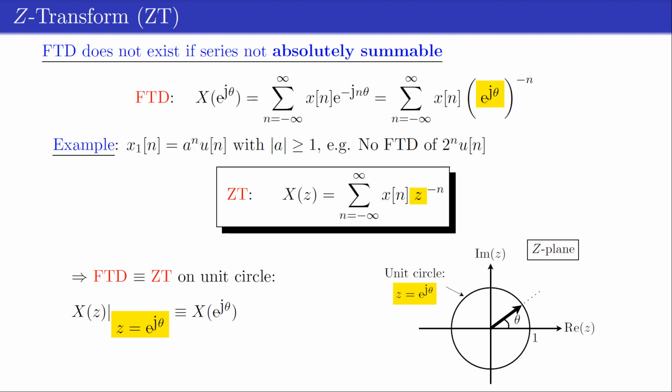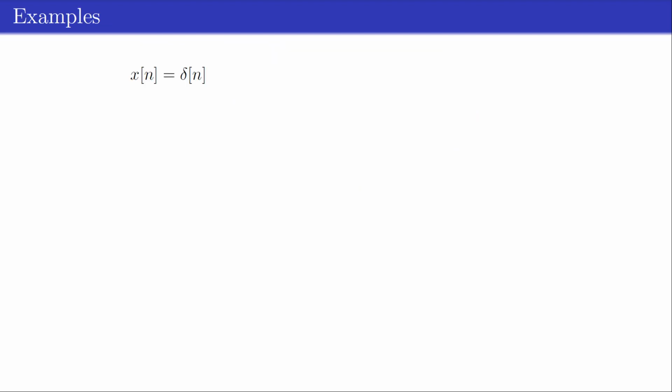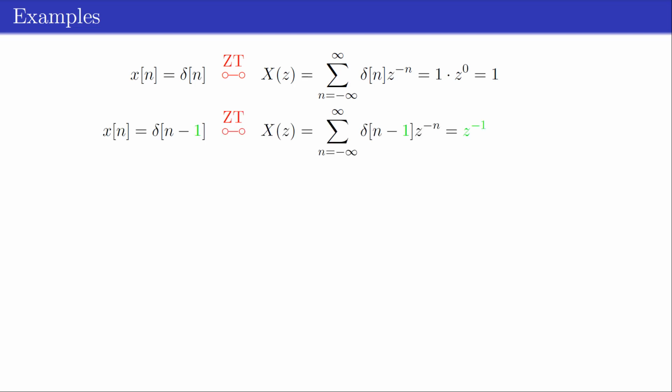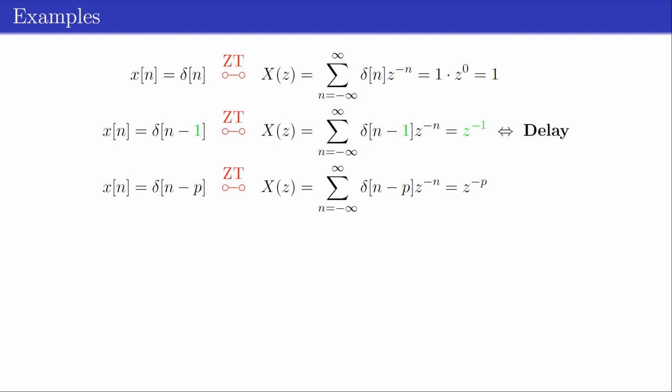Now let's first evaluate some examples. The Z-transform of a delta function, x[n] is delta[n], is equal to 1. And the Z-transform of a shifted delta function, x[n] is delta[n minus 1], is equal to z to the power minus 1. In other words, when a system consists of one delay, such a delay can be represented in the z-domain by z to the power minus 1. In general, when x[n] is delta[n minus p], its Z-transform is z to the power minus p.